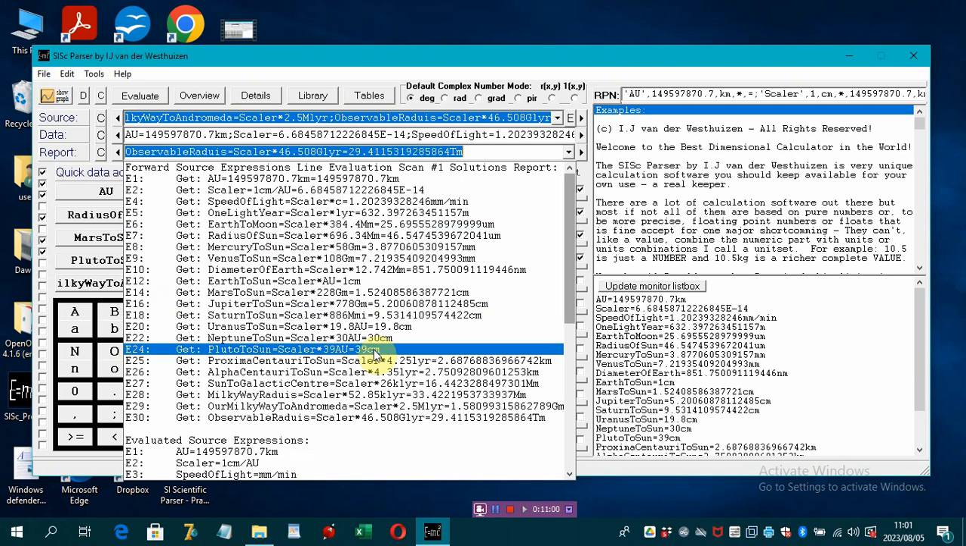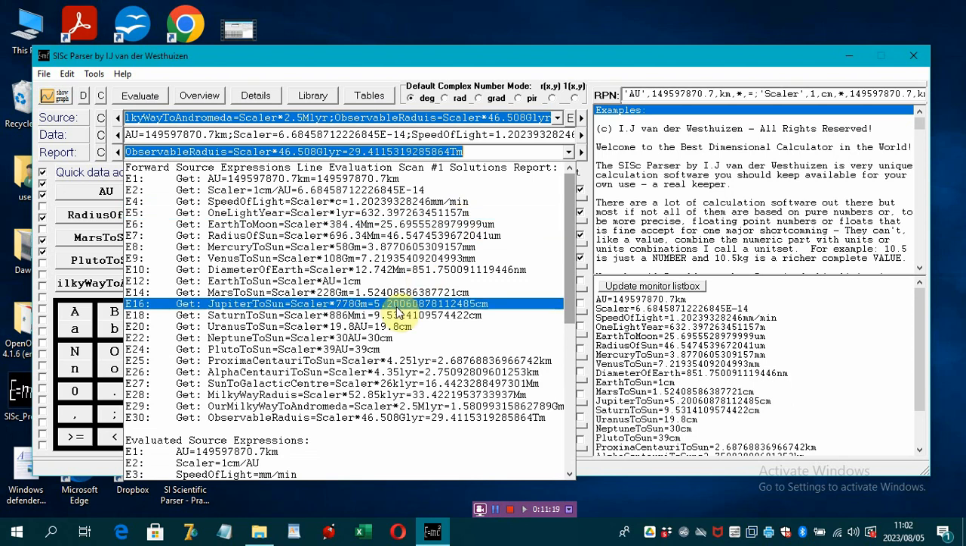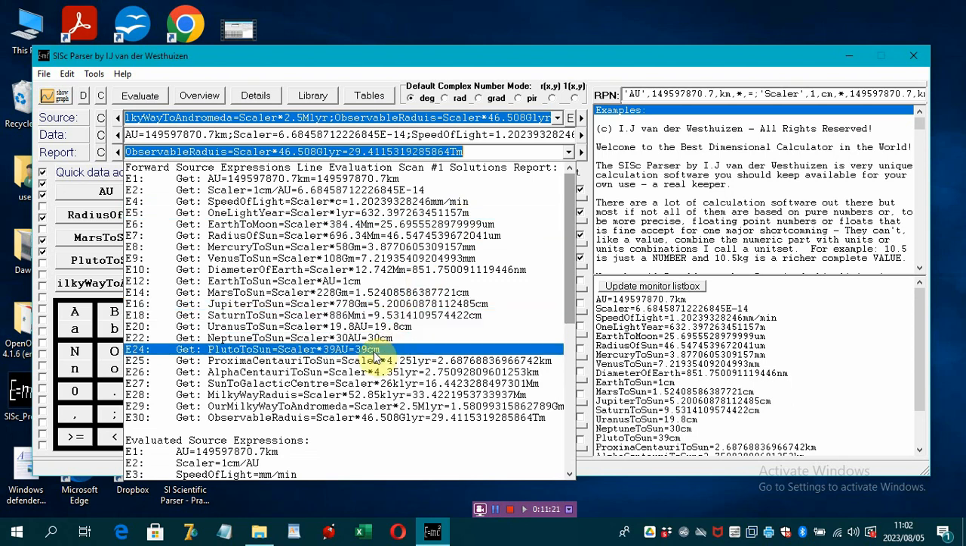Now, obviously, you get the Oort cloud further out, right? So the solar system is quite big, but a light year, we know, at this scale is about 632 meters. You see, so a light year is quite a big distance, if Pluto is only 39 centimeters from the center of the coin.